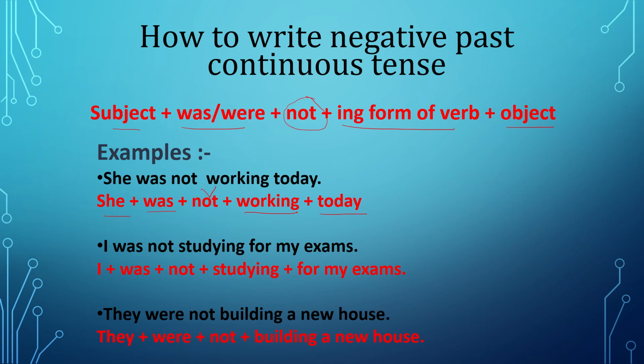Next, I was not studying for my exam. I is the subject here, then the helping verb, then not in order to convert the sentence into the negative form, then the ing form of the verb study, and then our remaining sentence. So the sentence is converted into the negative past continuous form. They were not, again our subject they, then we added were, the helping verb with they, then not in order to convert the sentence into the negative form, and then the remaining sentence.